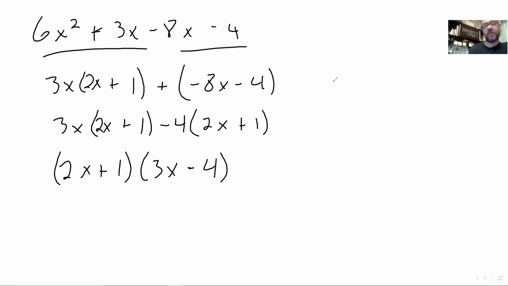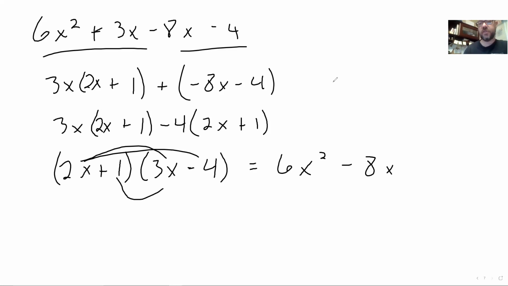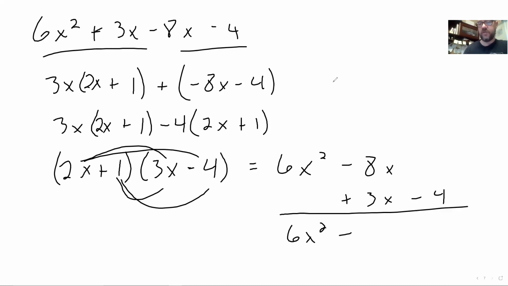So let's FOIL this back out and make sure that it works out. So 2x times 3x, that's 6x squared. 2x times negative 4 is minus 8x. And we got plus 3x minus 4. And so that gives me 6x squared minus 5x minus 4, which is what I wanted.